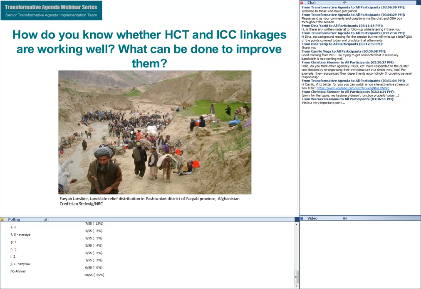Another important point is the subnational level. Here is where the bottom line of impact of a good link happens. Even in situations where we have a good link between the ICC at the capital level with the HCT, this good link cannot be translated to better delivery on the front line unless it trickles down to the subnational level.